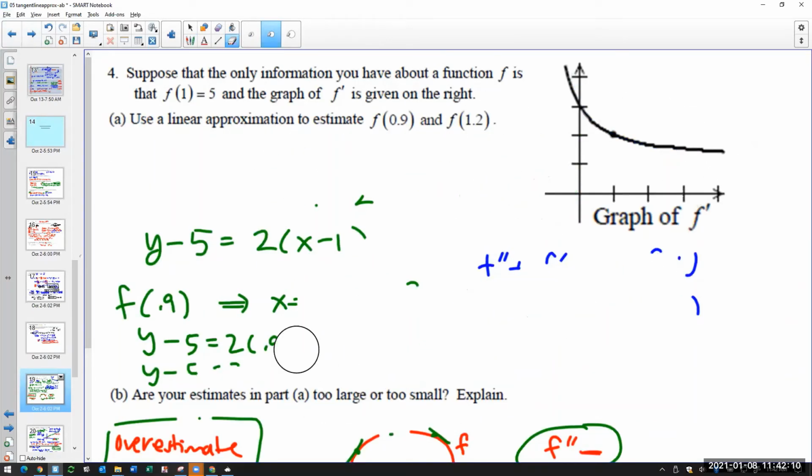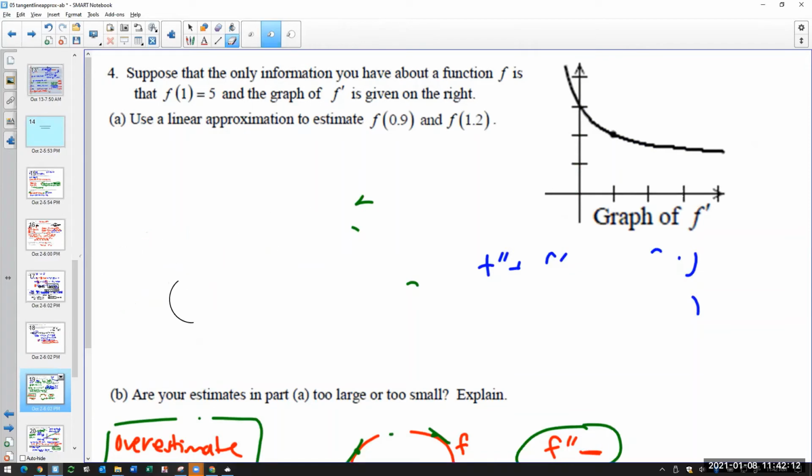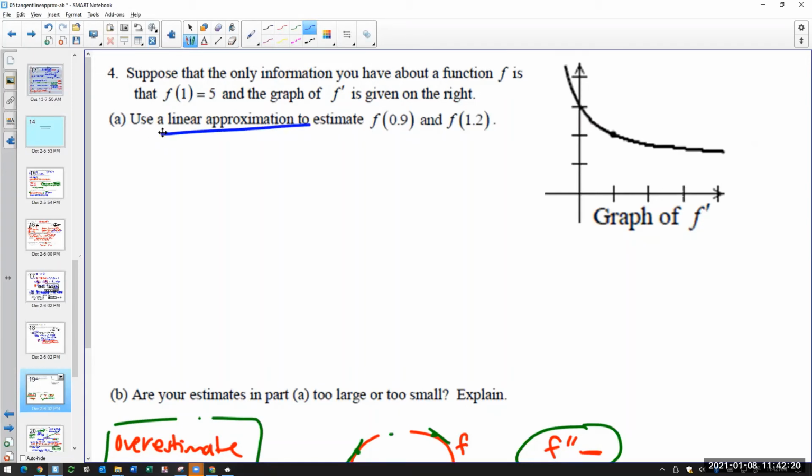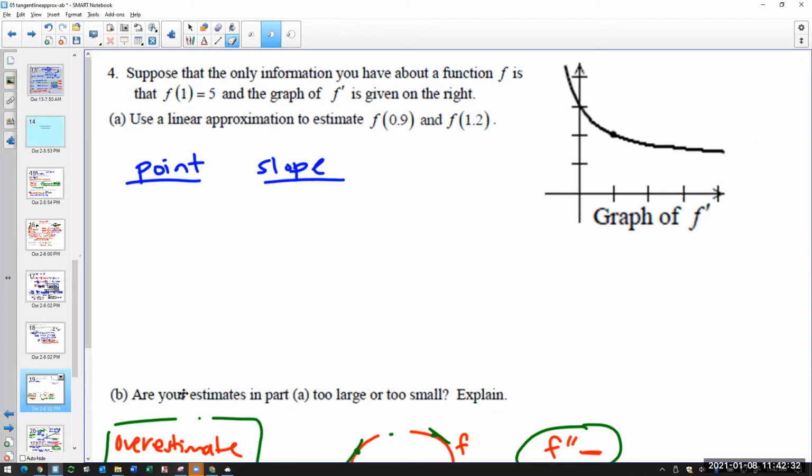All right, I think number 4 is hard. But I'll tell you that when I show you how to do it, you'll be like, oh, I actually knew that. Okay, so let's look at this one. I need a linear approximation. Guys, when they say linear approximation, tangent line approximation, or linearization, it means all the same things. It means you need a tangent line, so you need a point, and you need a slope, okay?